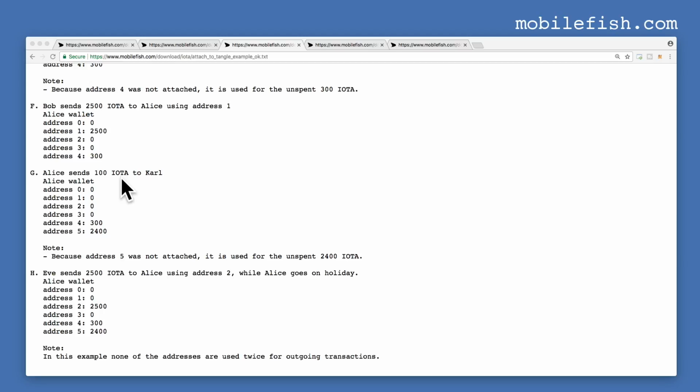Alice sends 100 IOTA to Carl. Because address 5 was not attached, it is used for the unspent 2400 IOTAs. Eve sends 2500 IOTA to Alice using address 2, while Alice goes on holiday. As you can see over here, address 2 has 2500 IOTAs. In this example, none of the addresses are used twice for outgoing transactions.